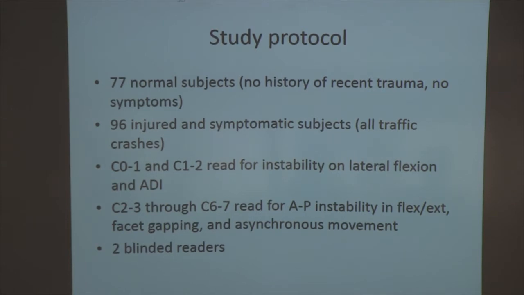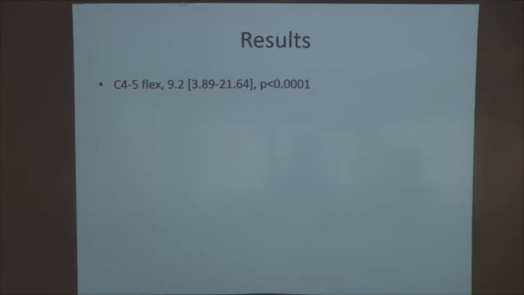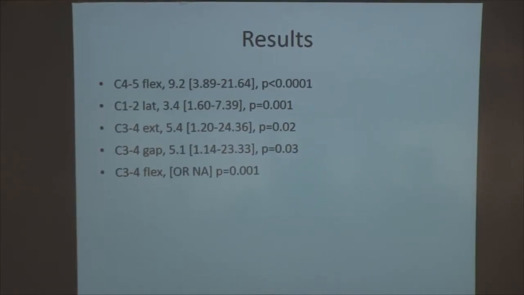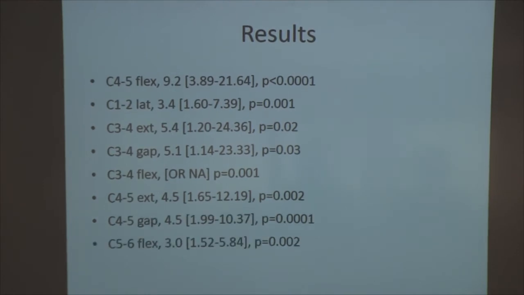We had two blinded, experienced radiologists reading the study, and then we looked at kappa, the coefficient of correlation. What we found, looking at the odds of being in the abnormal or injured group if you have a particular finding, is what you're going to see. These are all the significant findings from the crude analysis, that is, the analysis not adjusted for the other findings.